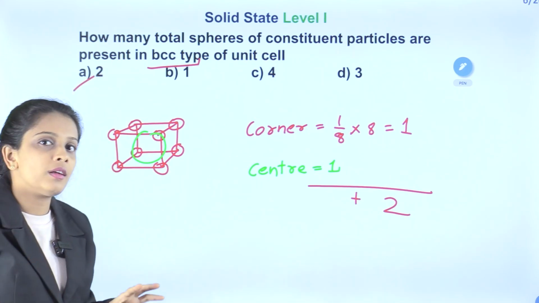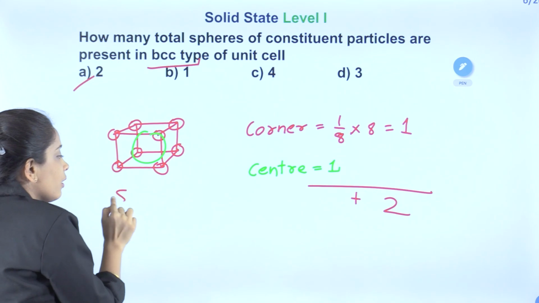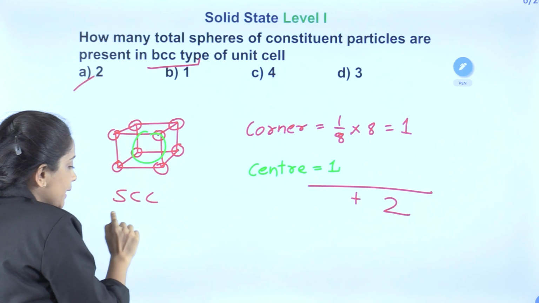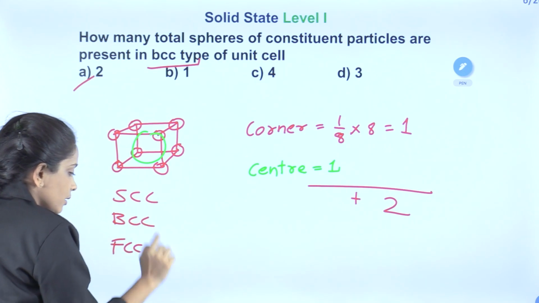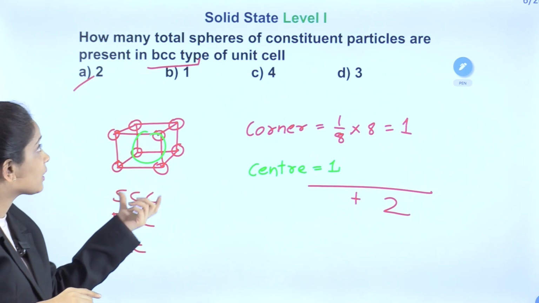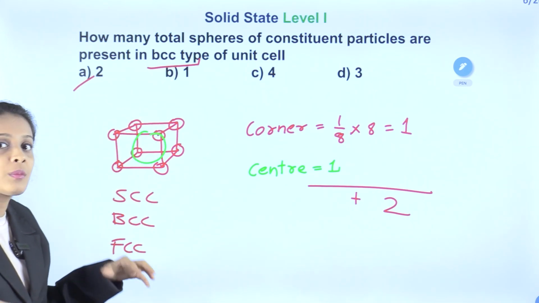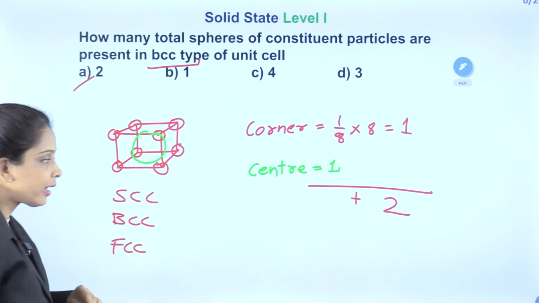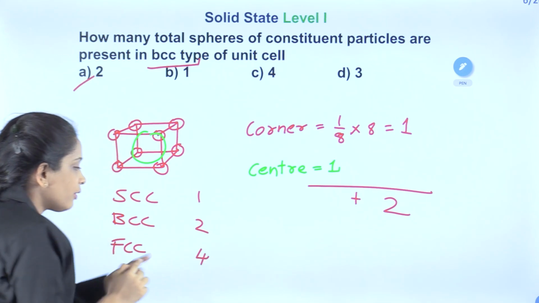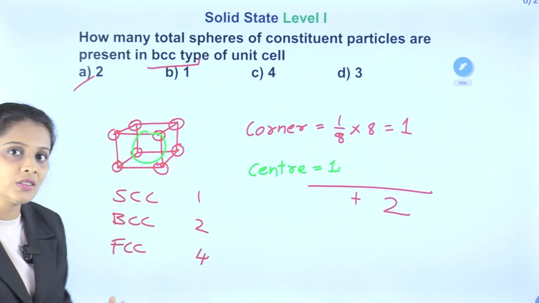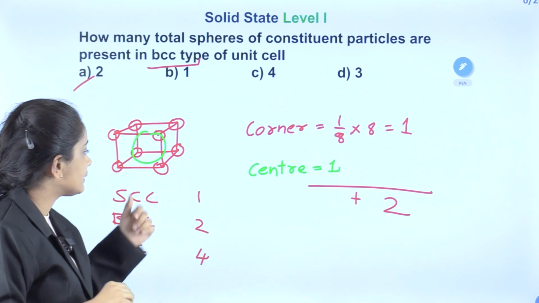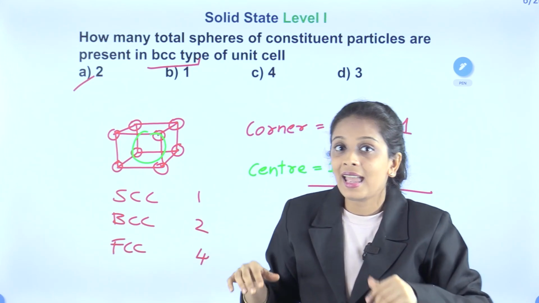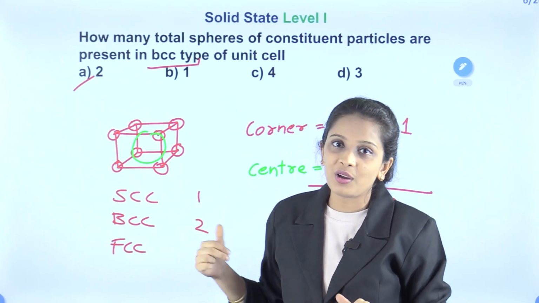But let me give you one shortcut trick. If they ask the same question about SCC, or primitive precisely, BCC and FCC instead of BCC, what will you write? You will say 1, 2, 4: SCC 1, BCC 2, FCC 4. Remember it this way. So, BCC answer is 2, SCC 1 and so on. I am hoping you understood this part very well and the shortcut trick to solve this type of question.